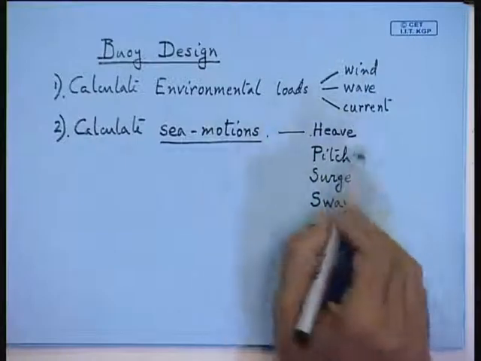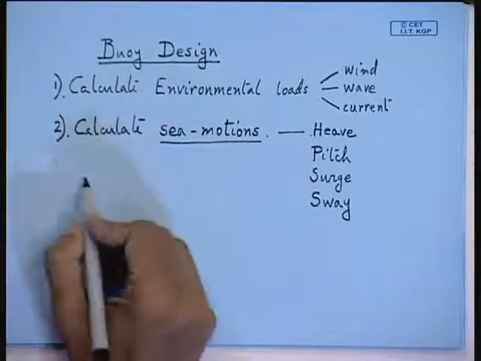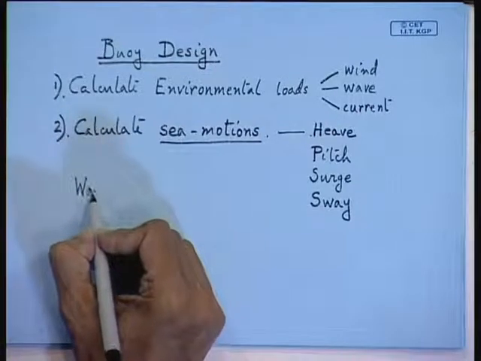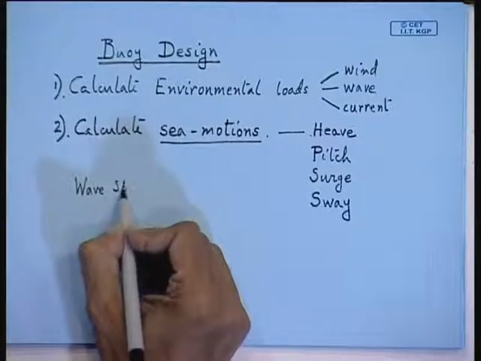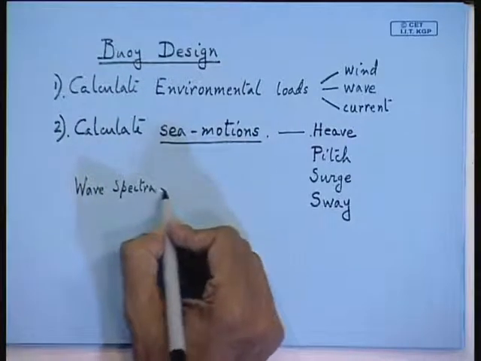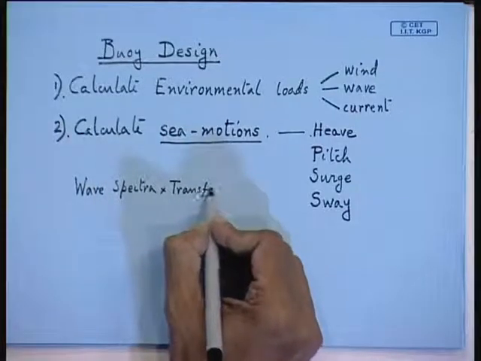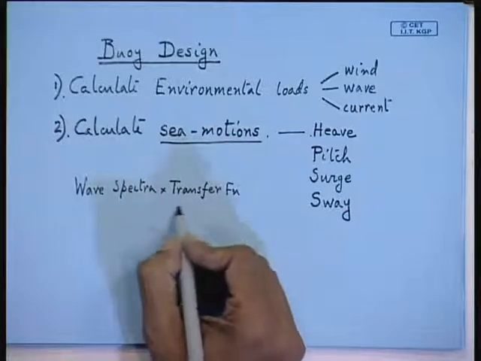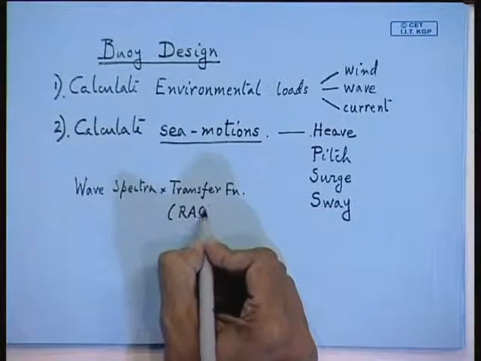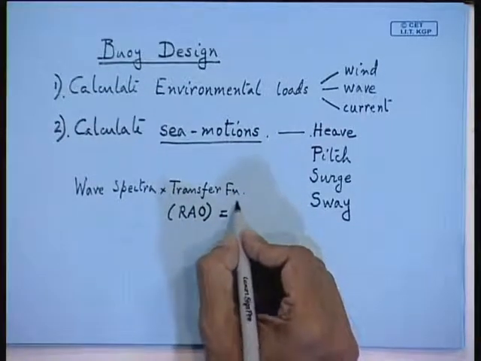First thing, normally you have to find out from your forcing spectra, that is normally your wave spectra or current spectra. This I talked about in your mid semester, that is the wave spectra. You find out the equations, you have to multiply by a certain function which is called the transfer function. In naval architecture calculation, this is your RAO, that is your response amplitude operator. Now, from this you get buoy response.